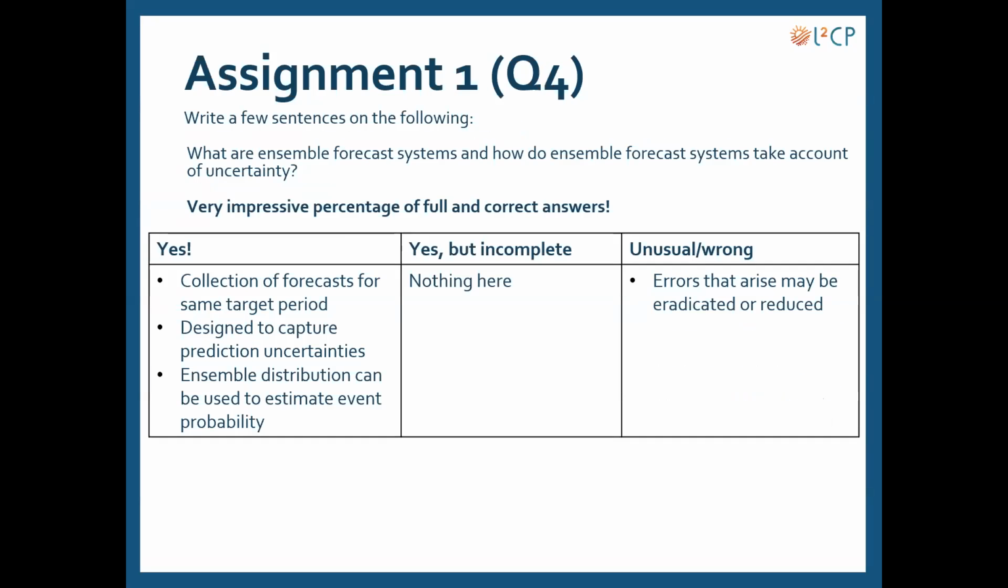The 4th question, what are ensemble forecasting systems? More or less everybody gave me a very full and detailed answer of this, and that was almost 100% right answers. So yes, a collection of forecasts with the same target period, designed to capture the prediction uncertainty, and the ensemble distribution can be used to estimate probability of events. So that's great. I won't go into more details.